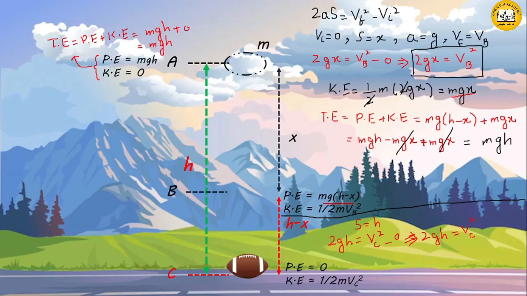So I am going to put this vc square here in this equation. Here again, total energy will remain mgh. As you can see, the value of potential energy at point C is 0 and kinetic energy is mgh. The total energy will become mgh. Hence, we proved the law of conservation of energy as well as the interconversion of kinetic and potential energy.